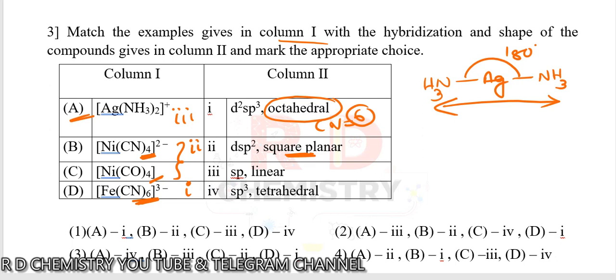With 4 ligands, it can be square planar or it can be tetrahedral. In case of Ni(CO)4, we are not going to solve, we did not study it directly in the syllabus. You can remember this is tetrahedral. It is Roman number 4. So therefore 3, 2, 4, 1. That is the answer, option number 2. Okay, clear?